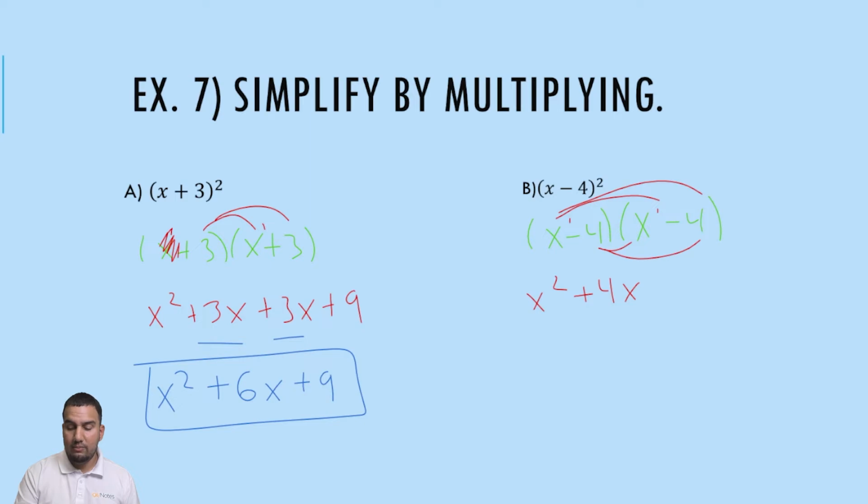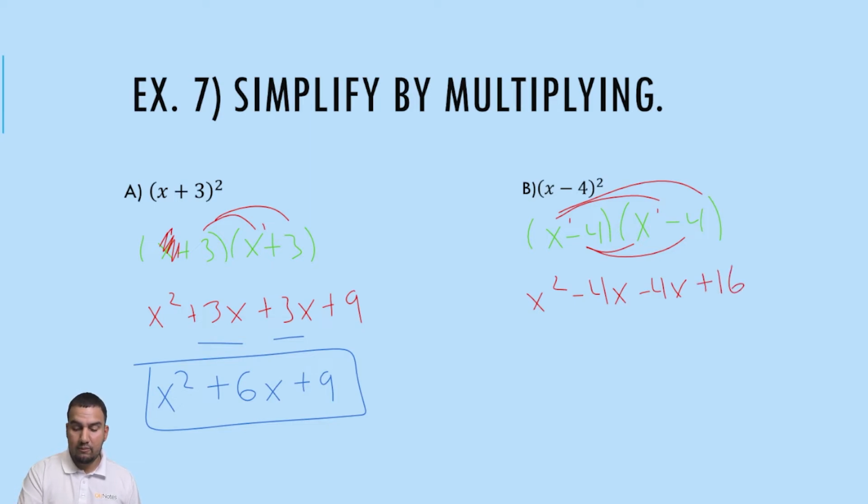So -4 times x is -4x. I'm sorry, I just made a mistake. I don't know if you guys saw that. So when I do x times -4, it's actually going to be -4x. I wrote a +4 by accident, so luckily I caught that. And then -4 times x is going to be -4x. And then -4 times -4 is what? Is +16. Negative times negative is a positive.